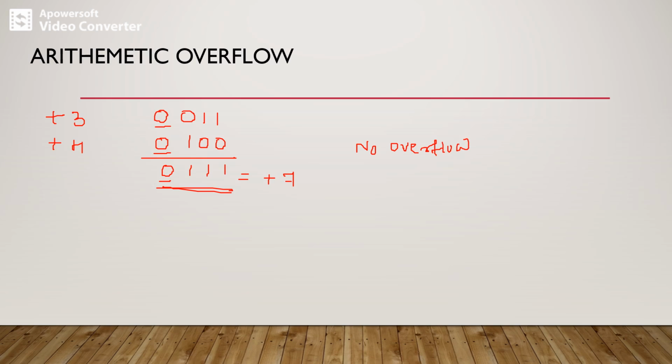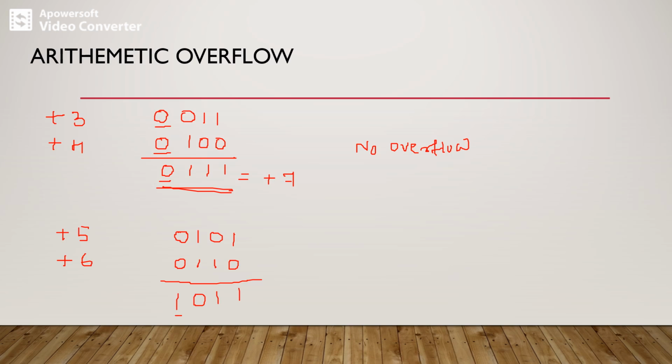So we'll consider one more example. We have to add two numbers, that is +5 and +6. 5 I can write as 1, 0, 1. Since it is plus, the MSB bit is 0. And 6 we can write as 1, 1, 0. Since it is plus, the MSB bit is 0. Perform the addition: 1, 1, 1 plus 1 is 0 and 1.